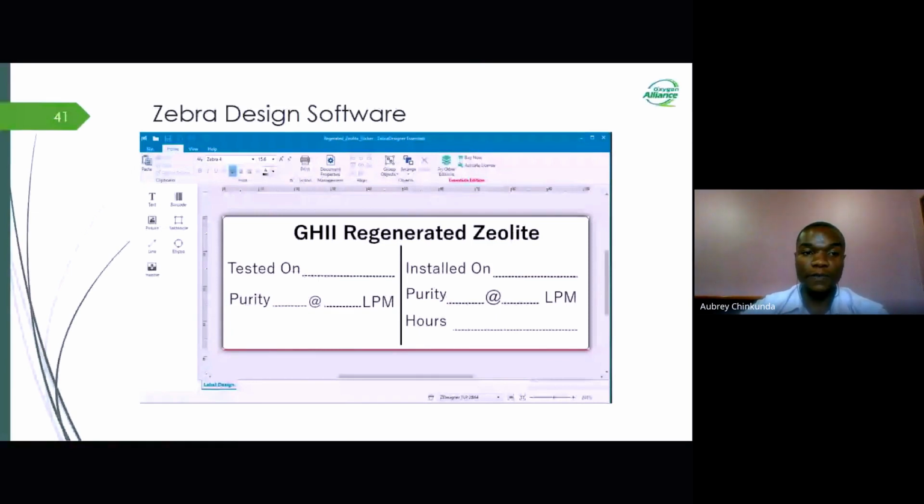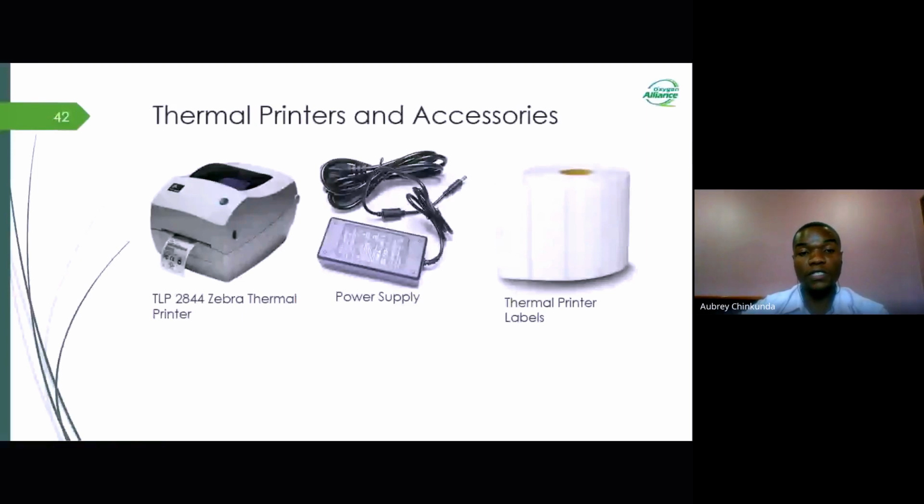So as I said, the Zebra Design software is compatible with the Zebra thermoprinter. So you use that option after you have designed it and you have to print it. For the Zebra printer, we mainly use the TLP model, and you also need to have the power supply and the thermoprinter labels. These are the accessories that you need to print the stickers properly.